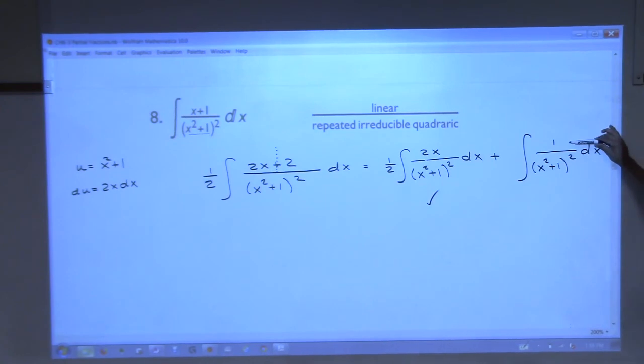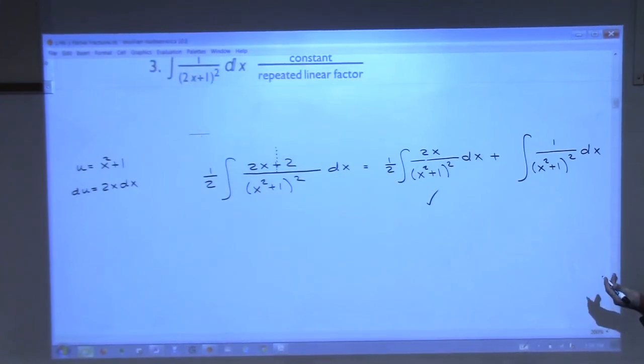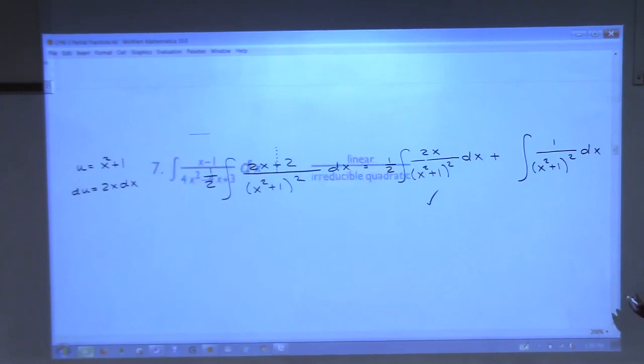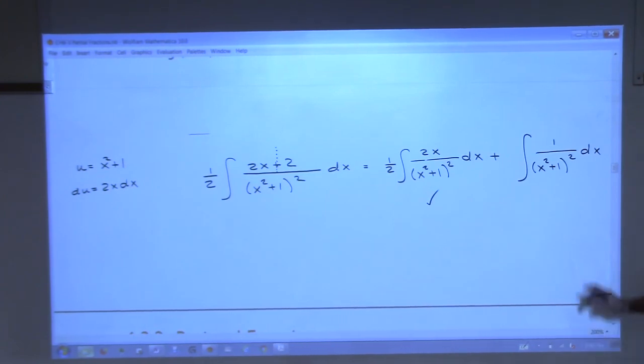We have a constant over a repeated irreducible quadratic. Have we talked about that? Oh, sorry, I forgot to turn my phone off. Have we talked about how we do a constant over, not repeated, right? We've done a constant over a repeated linear factor, over a quadratic by itself, an irreducible quadratic, but not a constant over a repeated irreducible quadratic. Well, if you expand that out, you're going to have a 4th degree polynomial down here, which you won't be able to do anything with because you can't split it up, because all your different terms are in the denominator, not the numerator.